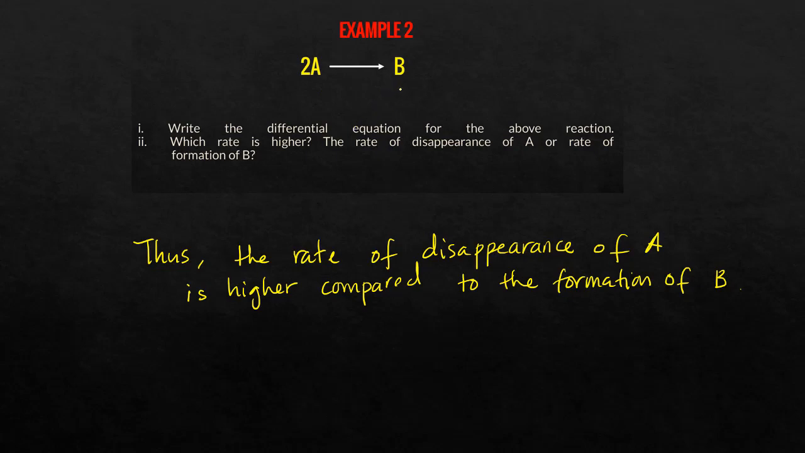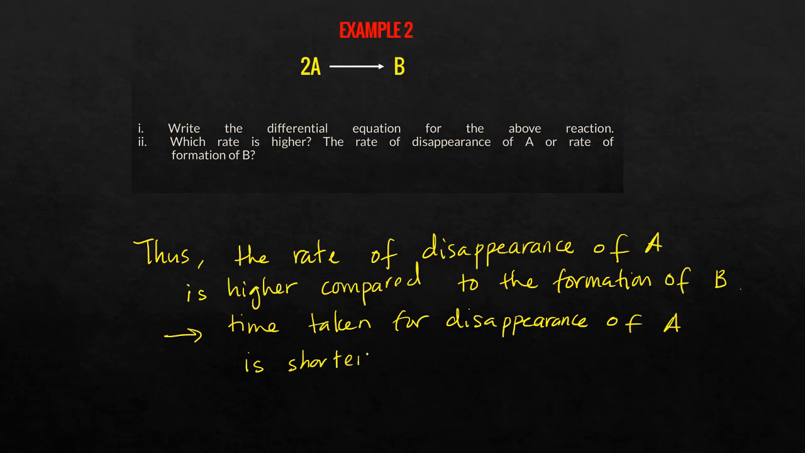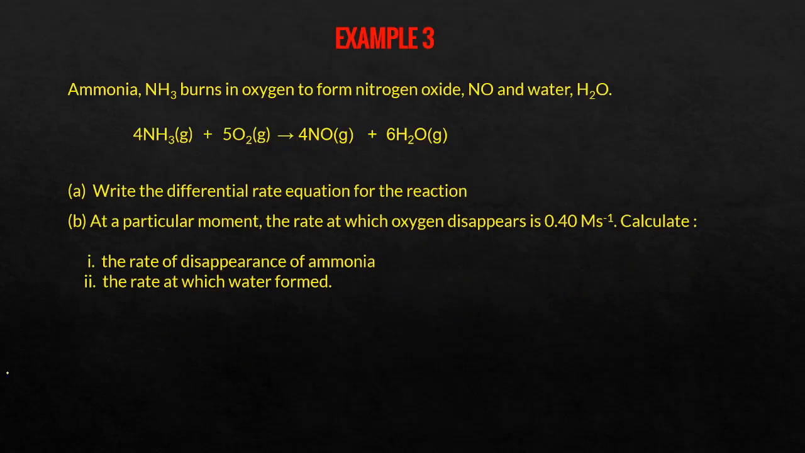So in terms of time taken, dari segi masa, time taken for disappearance of A is shorter. Maksudnya A itu berkurang dengan kadar masa yang lebih cepat berbanding pembentukan B. Maksudnya B mengambil masa yang lebih lama sedikit untuk terhasil berbanding pengurangan A. Okay? Itu masih lagi konsep asas. Okay, so now look at the last example for this video. Okay, ammonia burns in oxygen to form nitrogen oxide, NO, and water.